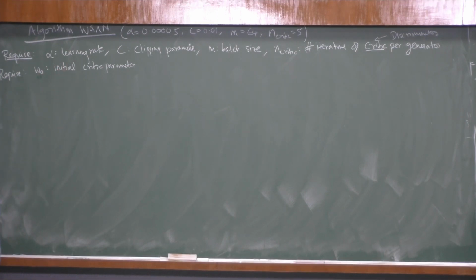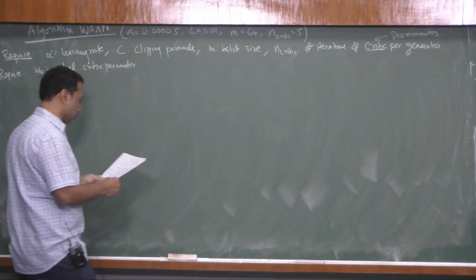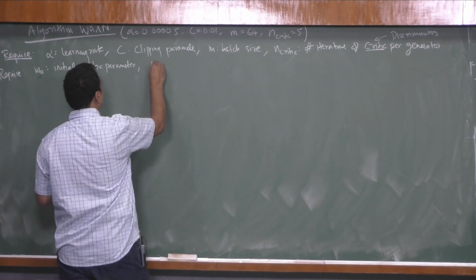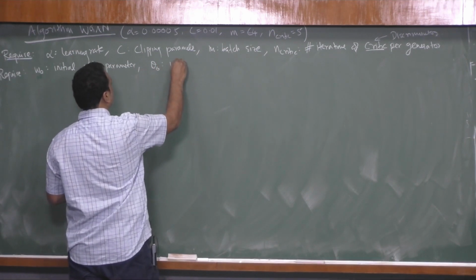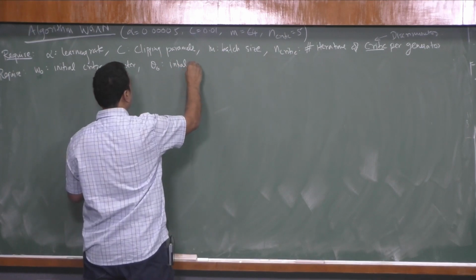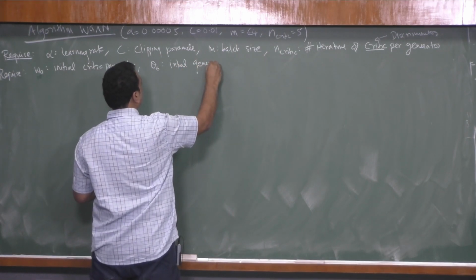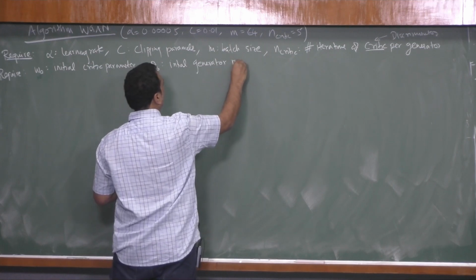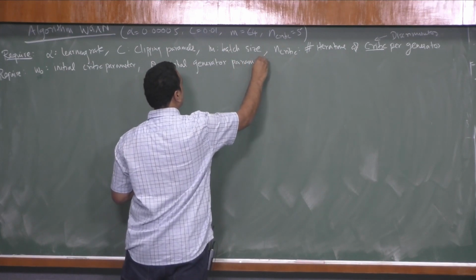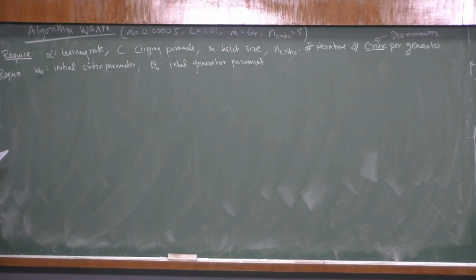Similarly, you have to run iterations for theta. Okay, so it's a max over W, min over theta. Since it's a max over W, you will do gradient ascent and keep updating W. So the initial W is W naught, and similarly we have theta 0, which is the initial generator parameter. I'm writing it small, trying to fit this on one board.